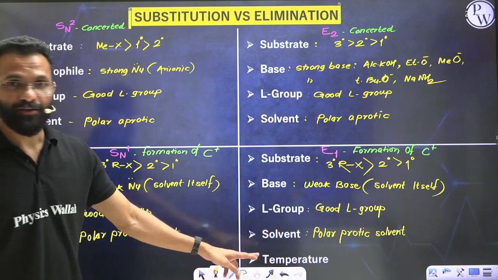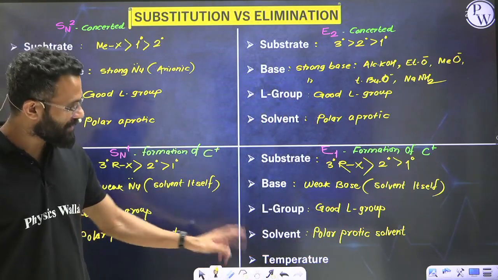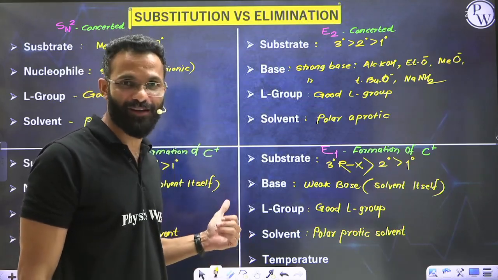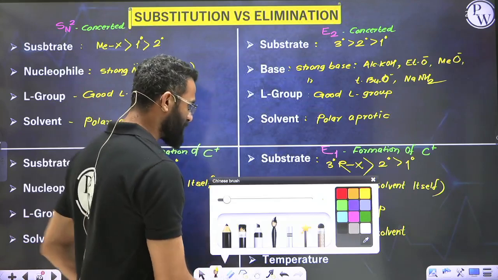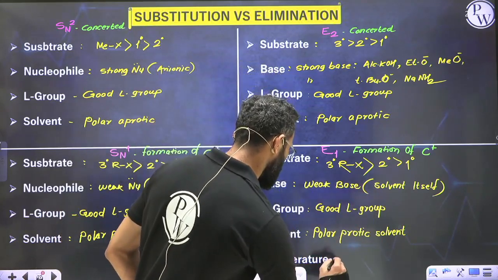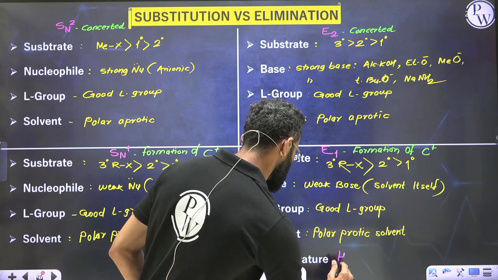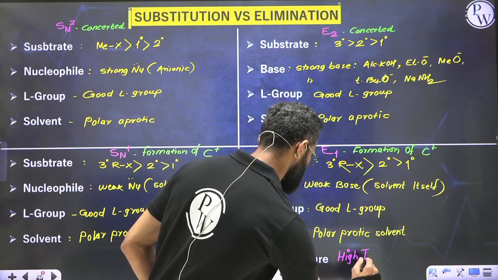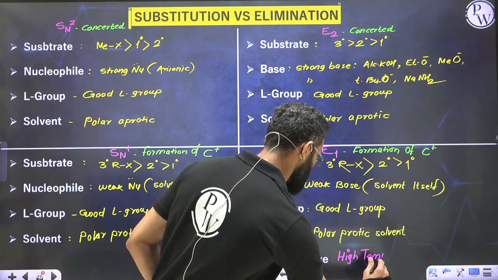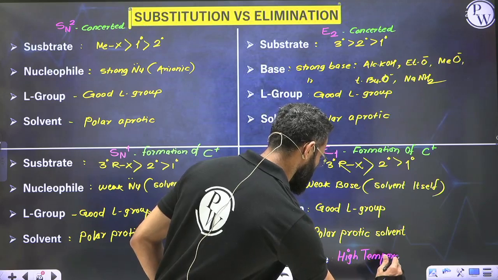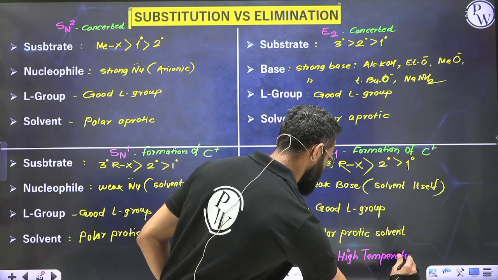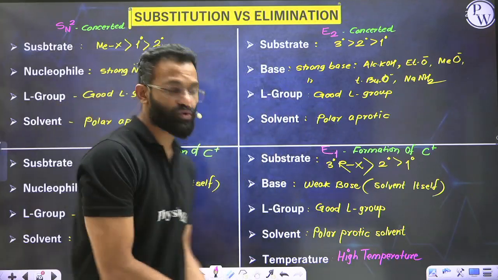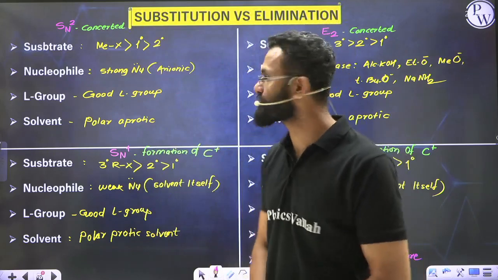And the only factor that differentiates between SN1 and E1 is the temperature. Elimination reactions involve more breaking of bonds than SN1, so they need higher temperature. So higher temperature favors E1. High temperature will favor E1 reaction. Alright guys, so this is how we simply compare substitution versus elimination.